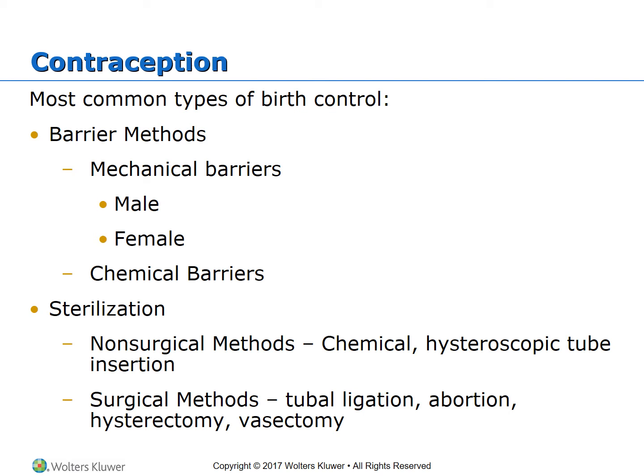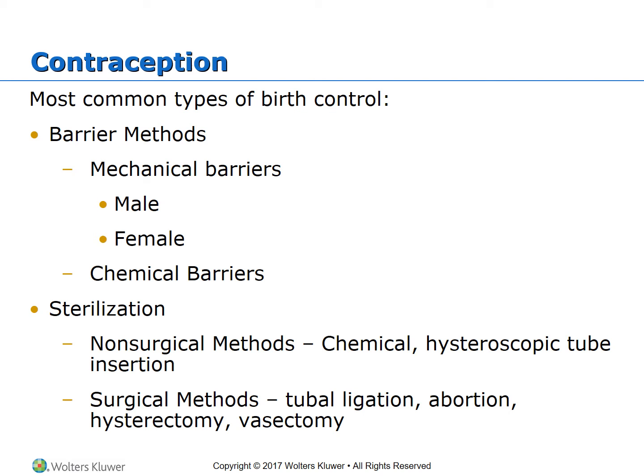And then there are chemical barriers. Chemical barriers are spermicide, which immobilize or kill sperm and block the cervix to inhibit sperm from traveling to an egg. It's available as creams, vaginal foams, gels, and suppositories. It is not very effective as the only contraceptive method.